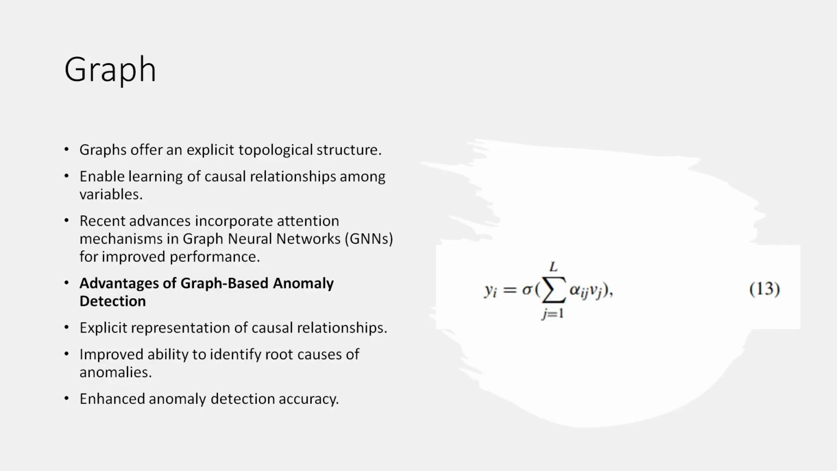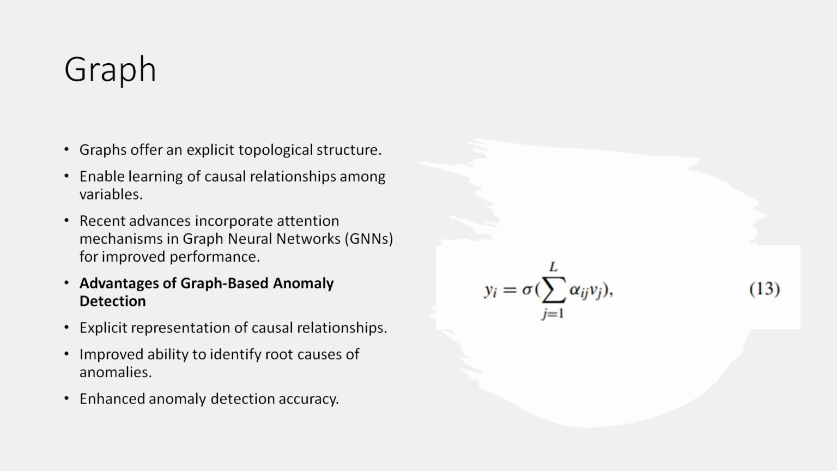Now let's talk about the graph. Graphs offer an explicit topological structure and enable learning of causal relationships among variables. Recent advances incorporate the attention mechanism in graph neural networks (GNNs) for improved performance.